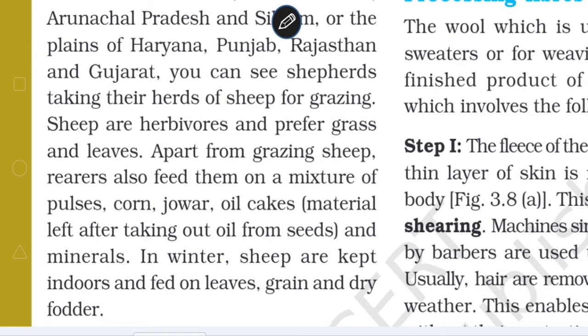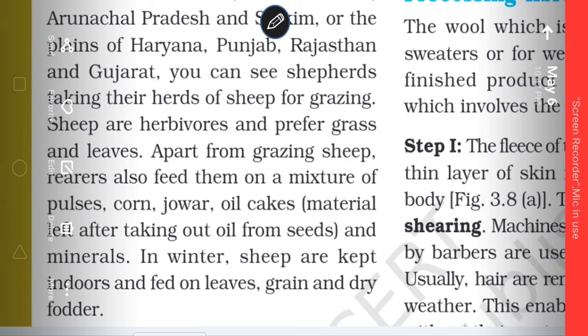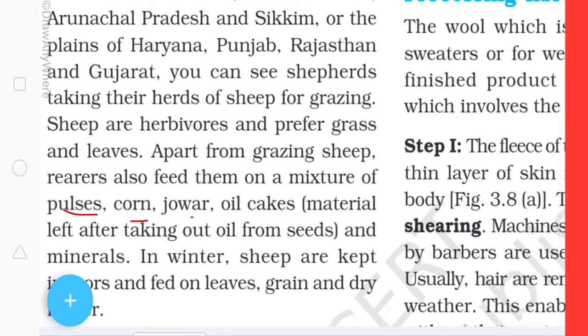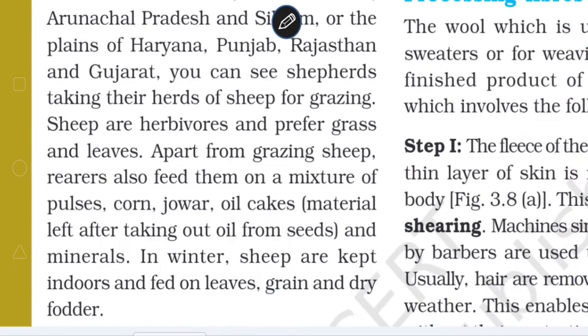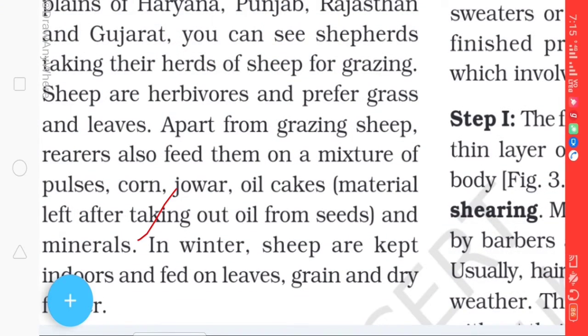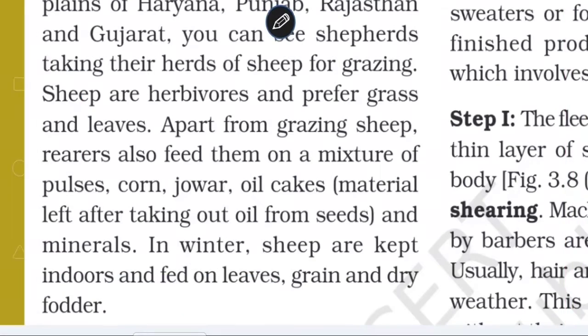Now these rearers, what do they do again? They take care of the sheep by feeding them on what? Pulses, corn, jowar, oil cakes. Okay, we are giving them also pulses, corn, jowar and oil cakes. That means sheep are eating all these things also, other than grass and leaves. Now in winter, sheep are kept indoors and feed on leaves, grain and dry fodder.